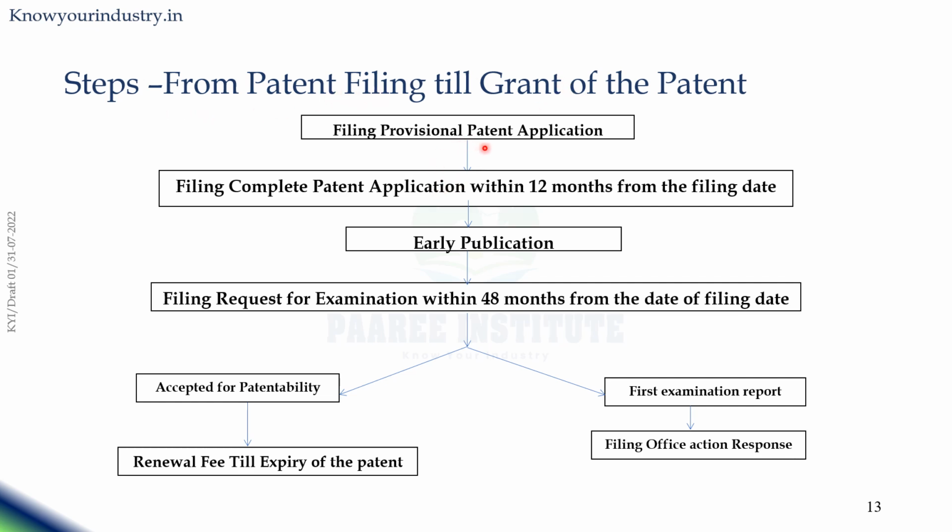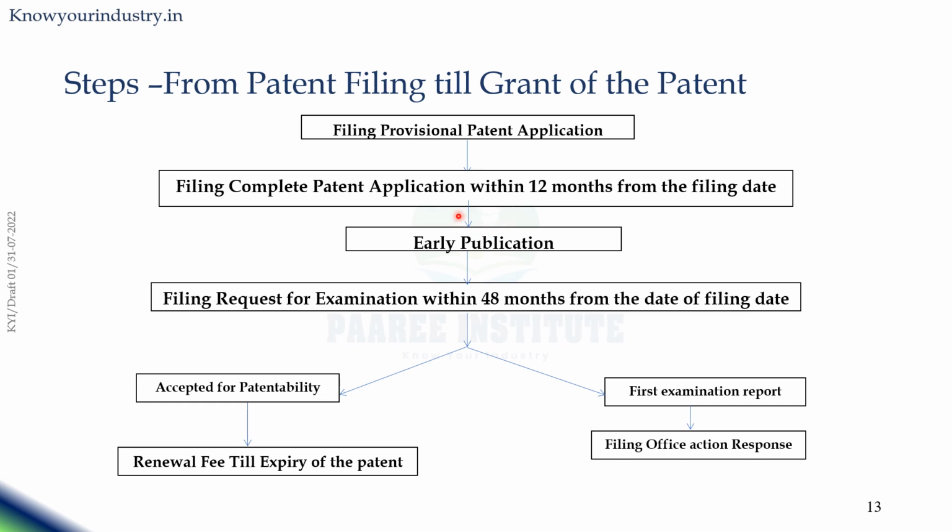We file provisional patent application because we want to protect our innovative ideas. Still, we do not have any scientific data or experimental data based on our ideas, but we want to protect them, so we are filing a provisional patent application. We now have 12 months time to generate scientific or experimental data or to test our invention. Once you get experimental data or scientific data, then we need to file a complete patent application within 12 months from the filing date of provisional patent application. If you fail to file, then the provisional patent application will be abandoned.